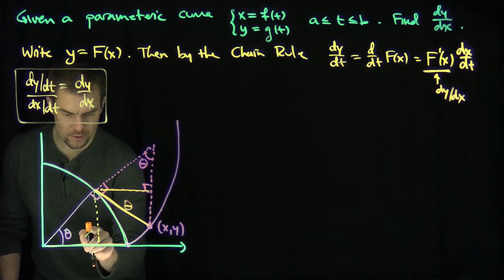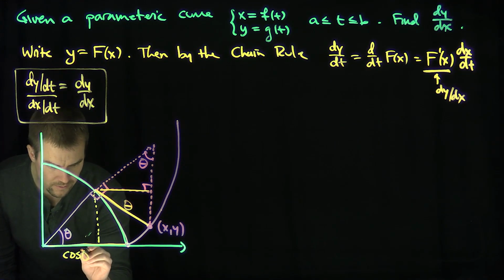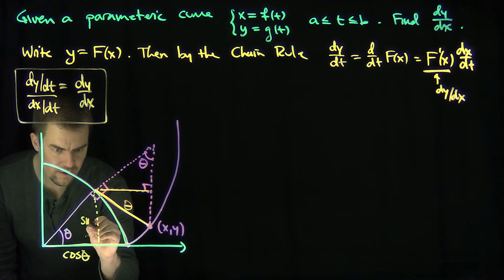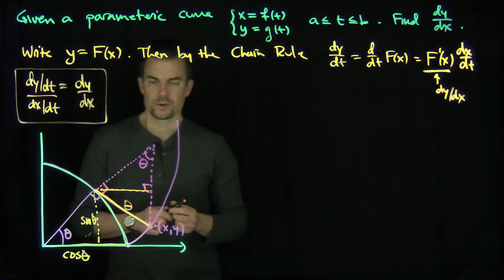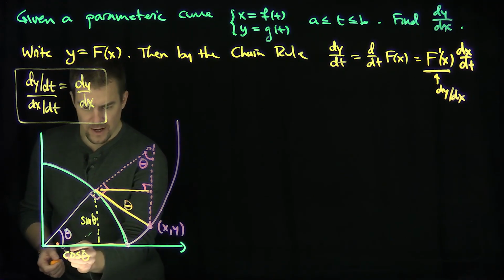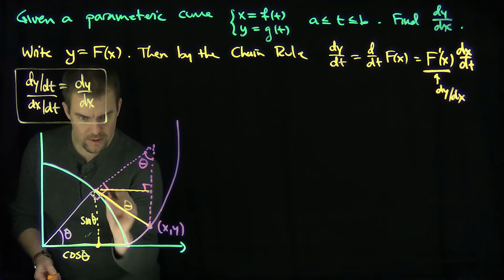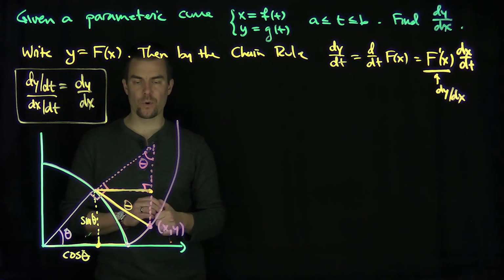I can also draw the sine and cosine from that angle over there. What will it be? That's going to be cosine of theta down here, and that length over here is going to be sine theta up here. Okay? Good. So now, to find the x coordinate, I'm going to have the cosine of theta plus this extra length over here.